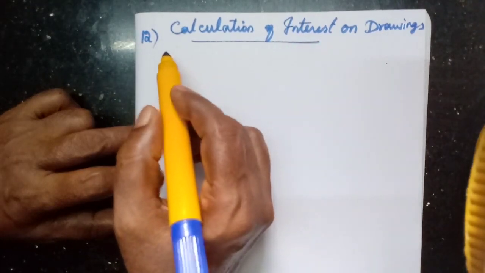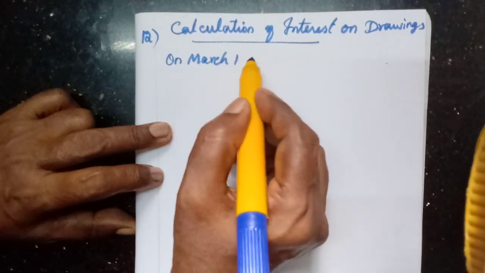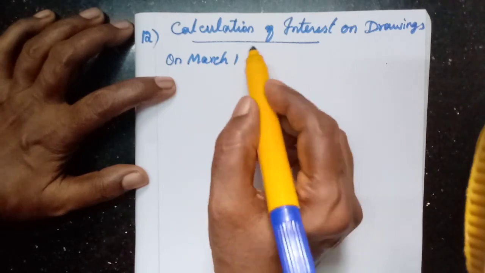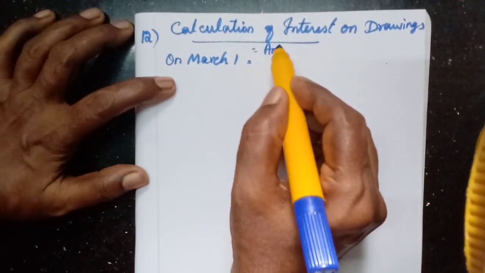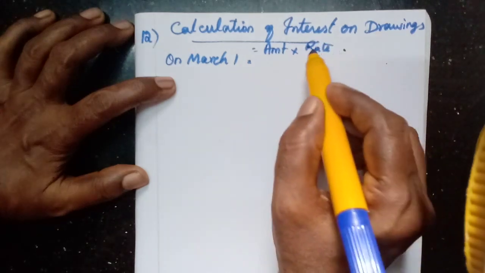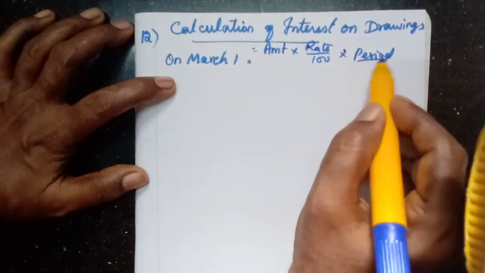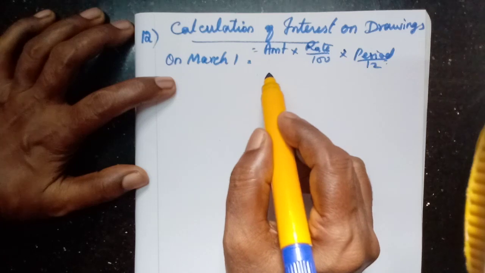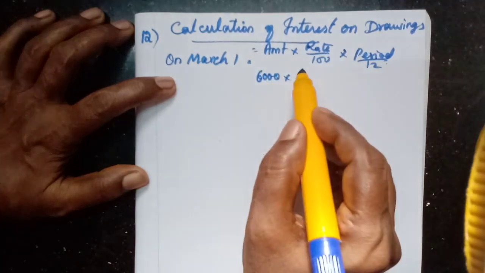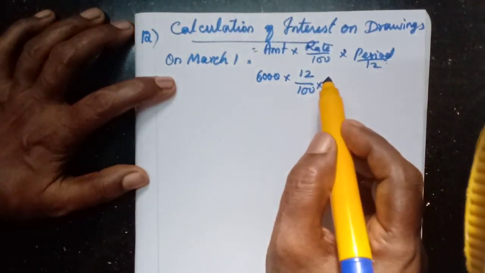On March 1, what formula can we write? Here the formula: amount of drawings into rate by 100, into period by 12. Here for March, what is the amount he has withdrawn? 6,000 into rate, same rate, isn't it? 12 by 100 into period, we need to calculate.